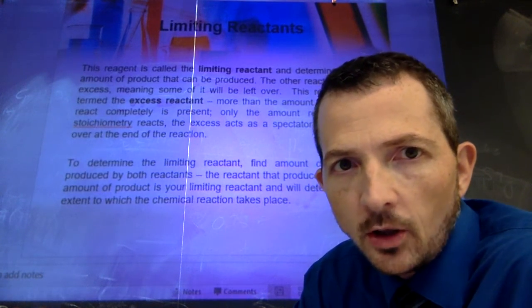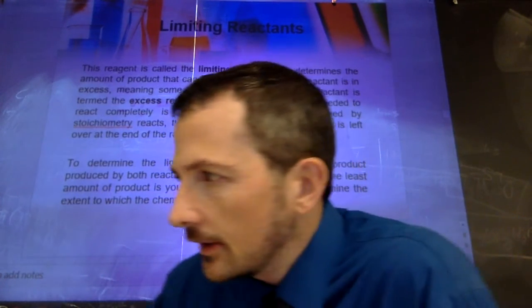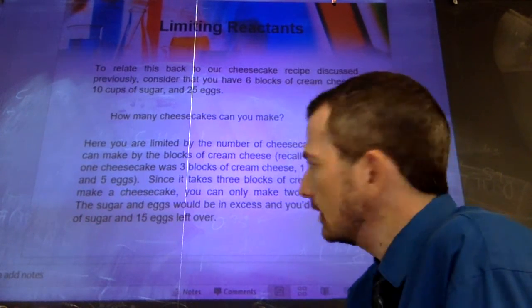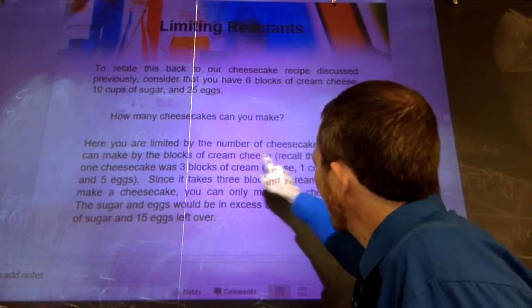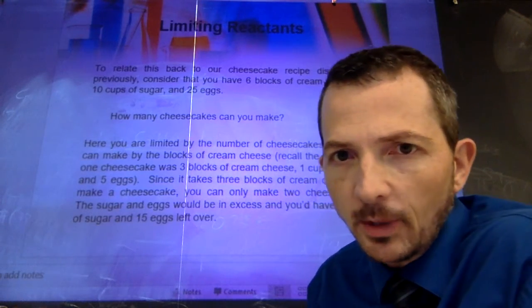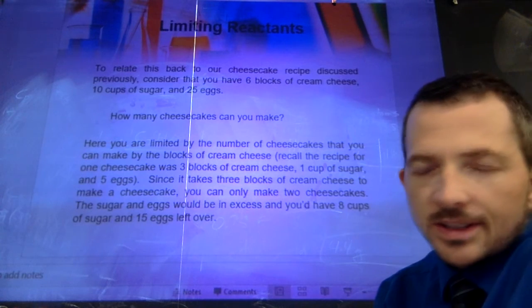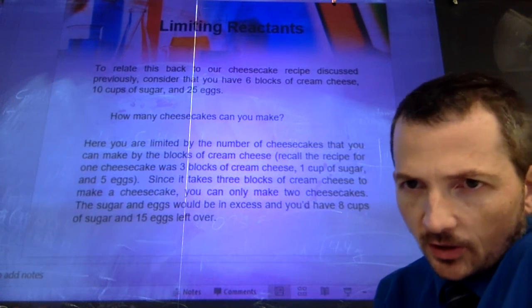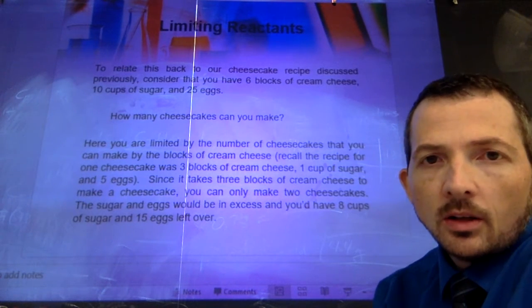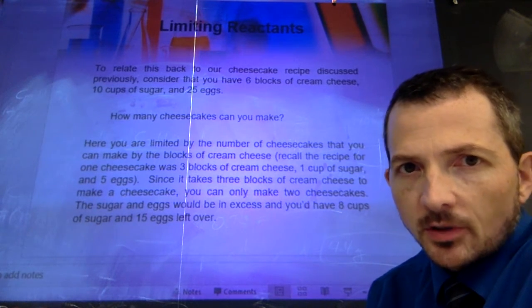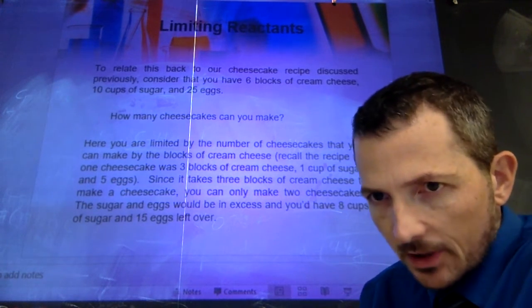So let's go back and apply this to cheesecakes. Remember my equation: 3 blocks of cream cheese, 1 cup of sugar, and 5 eggs made a cheesecake. I want to know how many cheesecakes I can make. I go in my kitchen and look at what I have. I notice I have 6 blocks of cream cheese, 10 cups of sugar, and 25 eggs.